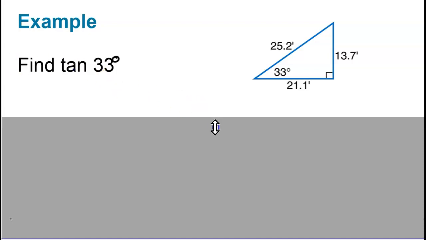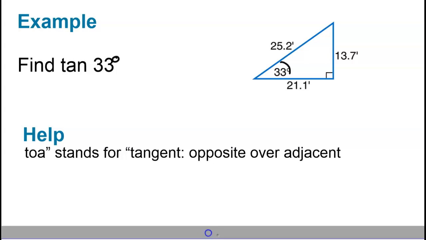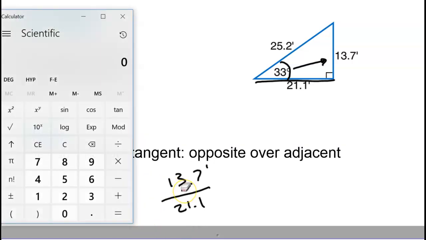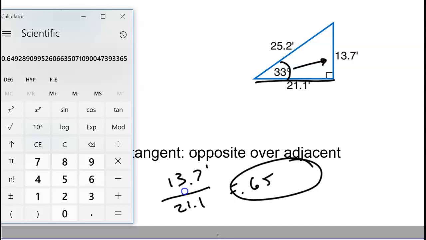Okay, great. Let's go ahead then, and we remember our rule. TOA stands for opposite over adjacent. So looking from this angle, we look at our opposite, 13.7, over our adjacent, which is 21.1. And we do the calculation here, 13.7 divided by 21.1, and we come up with 0.65. And again, even though they have units in feet up here, what you're finding when you're finding sine, cosine, or tangent does not have a unit, so it's just 0.65 is the answer.